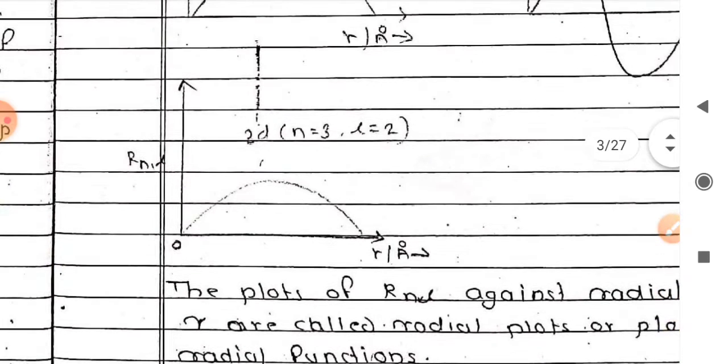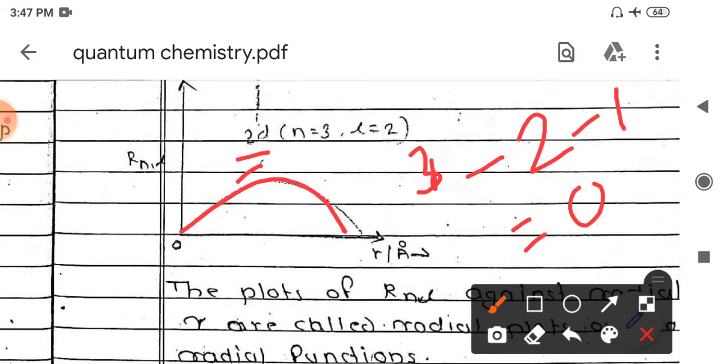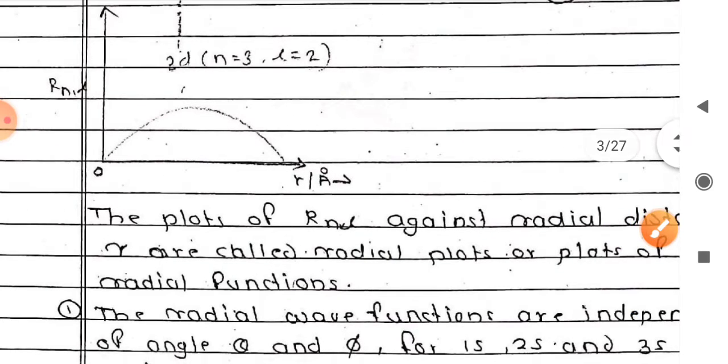Now for d orbital, 3d. The 3d orbital has 0 nodes, and it again starts from the origin. For 3d orbital n is 3, minus l, which is 2 for d orbital, minus 1, so overall we get 0. So there are 0 nodes in the radial plot.